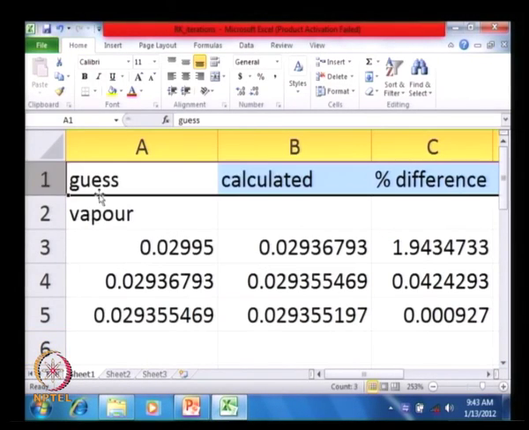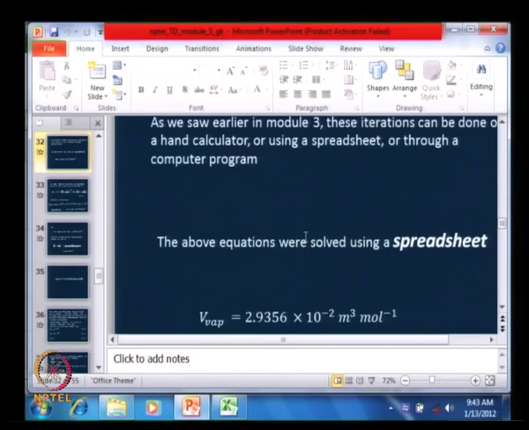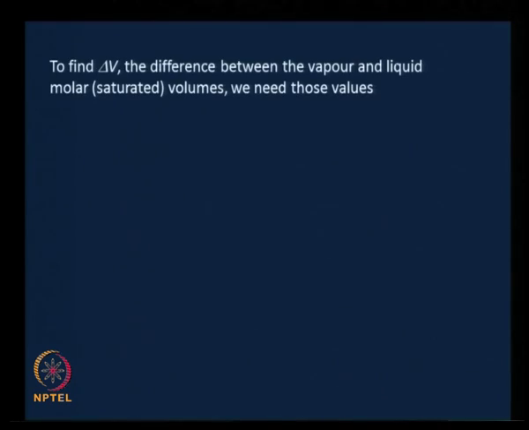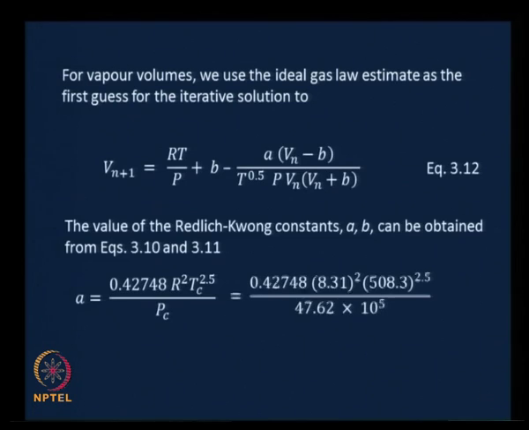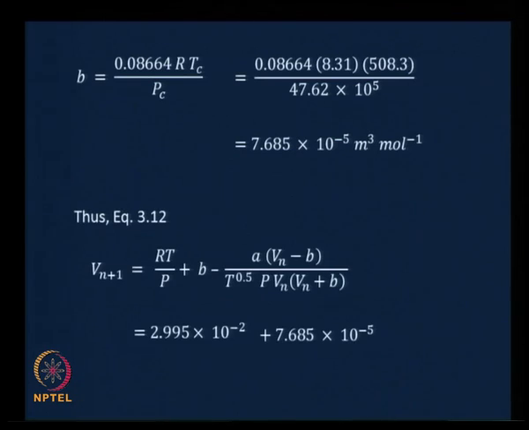the first column is the guessed value, the second column is going to be the calculated value. Our initial guess value is going to be 0.02995, which comes from the ideal gas equation, PV equals RT, therefore V equals RT by P, and that is going to be 0.02995. You can recall this, I had given this calculation, yes, this RT by P is 2.995 into 10 power minus 2.